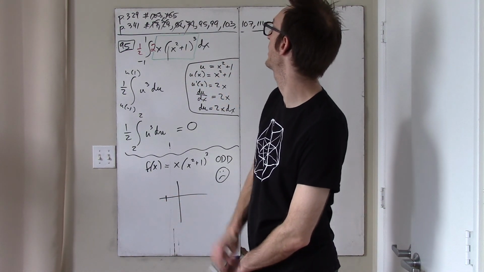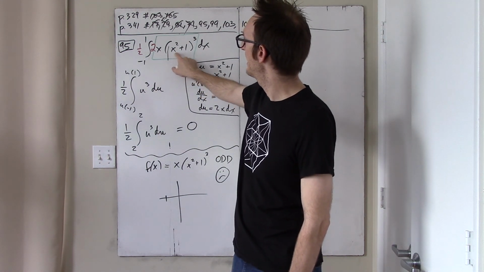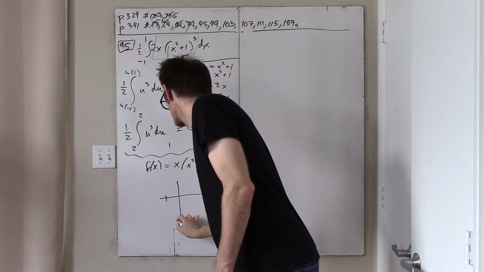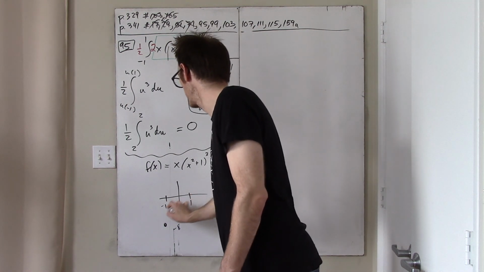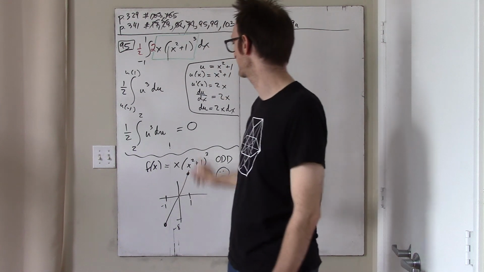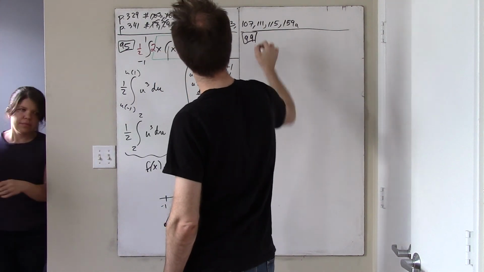Make sure I'm not doing something wrong. Yeah, if I plug in -1, I get 8 times -1, so -8. So we're down here at -8, but when I plug in 1, I get 8, and this function is just odd, so this integral is just 0. And maybe I should have thought to look at that first. Oh well.